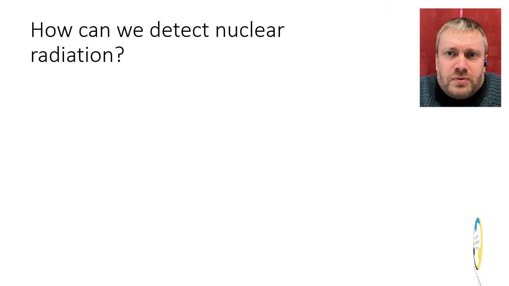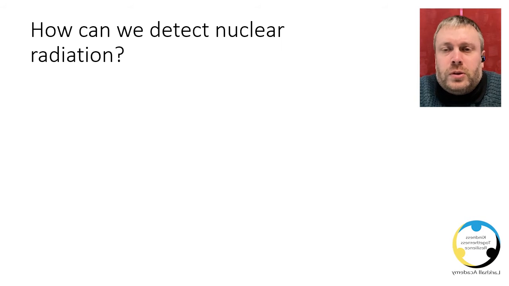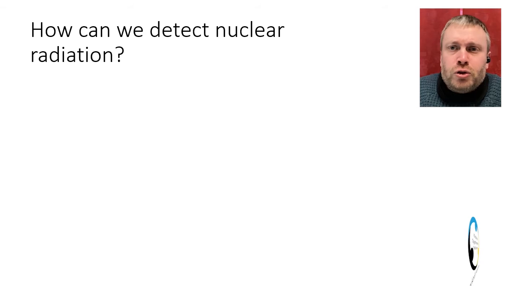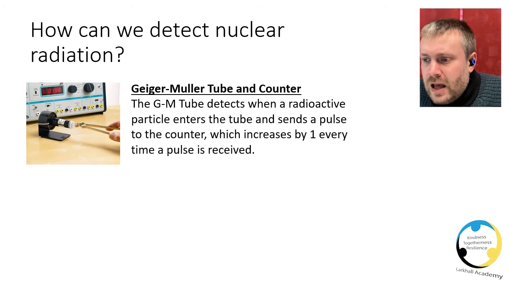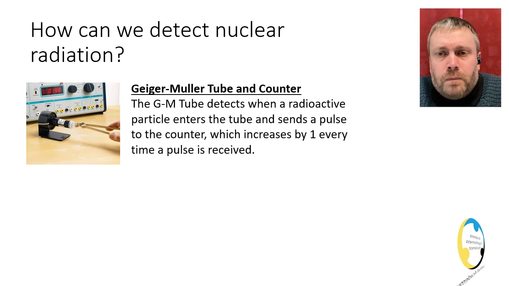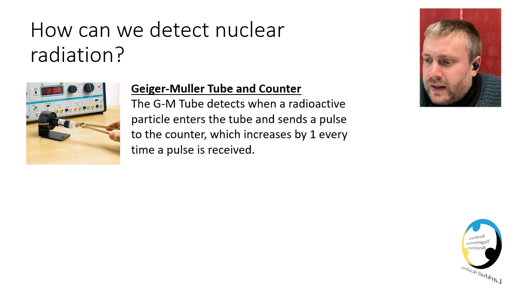Obviously if nuclear radiation can be a problem, it's useful if we're going to be able to actually find out if we are being irradiated. I'm going to show you two examples here just of detectors for nuclear radiation. First one here is probably the one that you may be familiar with from movies, or so you occasionally see these in movies. This is the Geiger-Müller tube and counter.